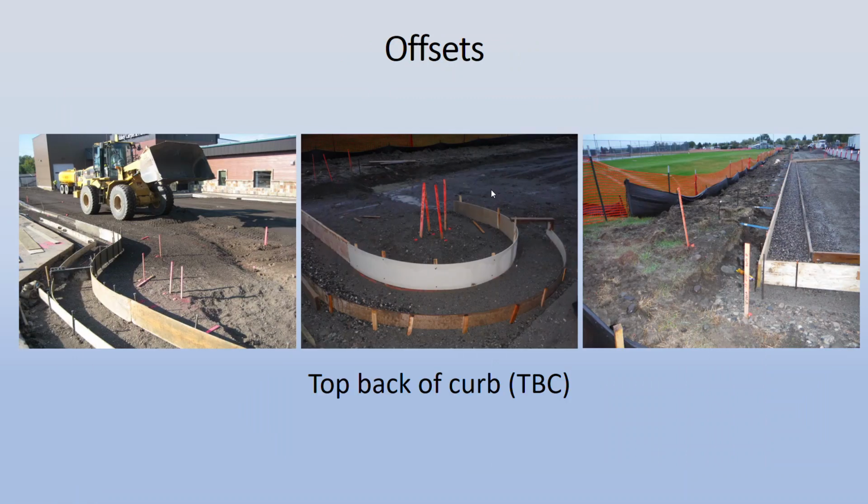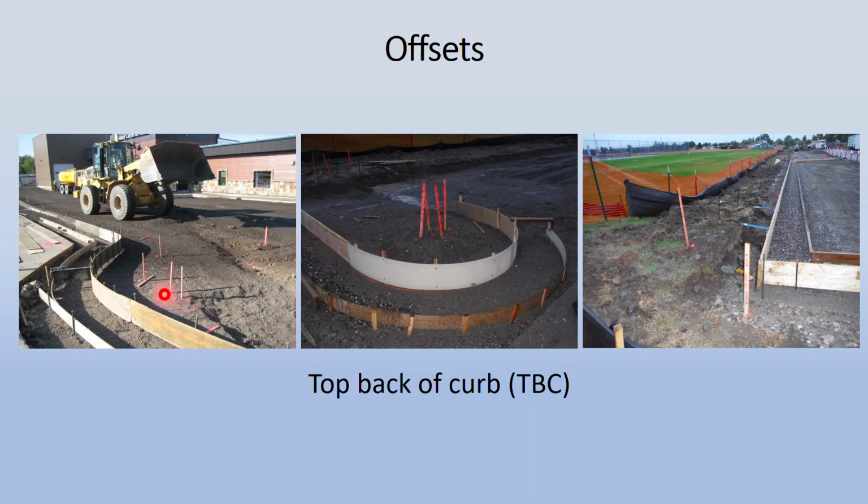Some of the typical features then that we're staking out. Top back of curb is probably the most common. Everybody stakes out top back of curb at some point in their careers. And these are some examples of some jobs. This one on the left here is Catlin Street in Missoula, and these other two are, I believe, a Bozeman High School renovation project from a couple years ago. We're going to look specifically at curb and gutter later on this semester, so I'm not going to spend a whole lot of time talking about its geometry and how it's designed.